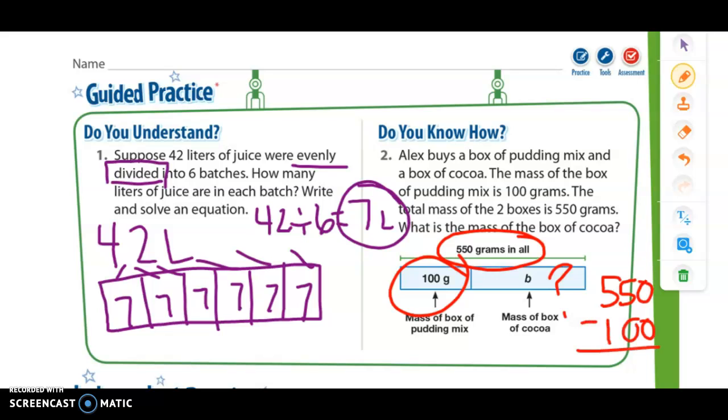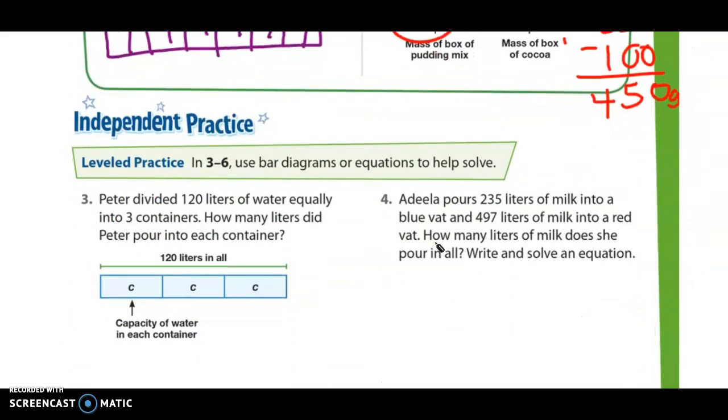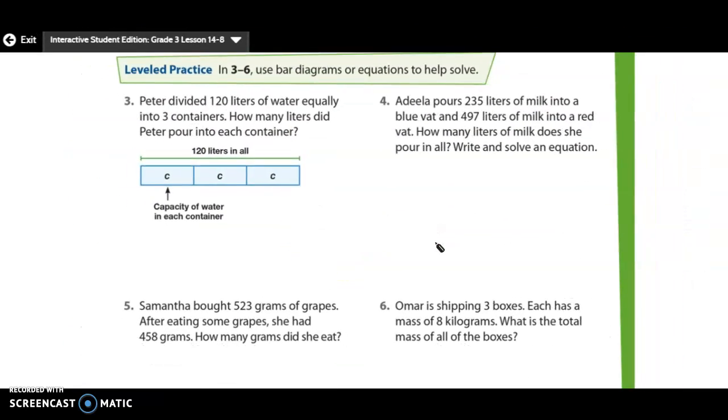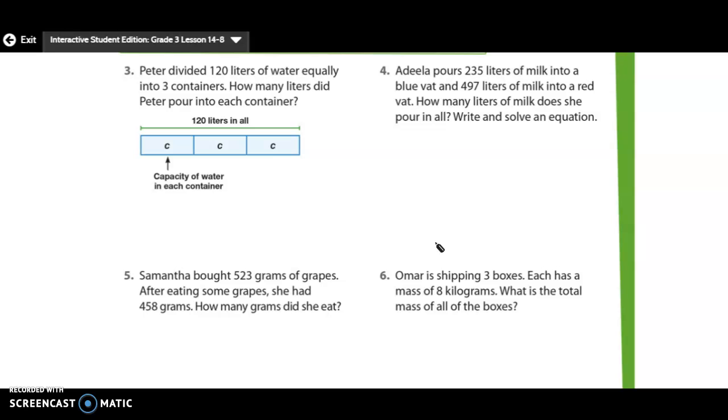I want to know 550 without my 100 that was the mass of my pudding mix means the mass of my box of cocoa is 450 grams. See if I can squeeze it in right there. Yes. Perfect.